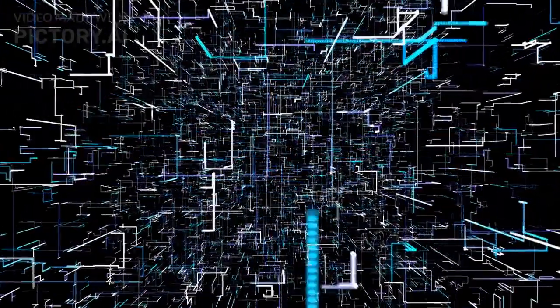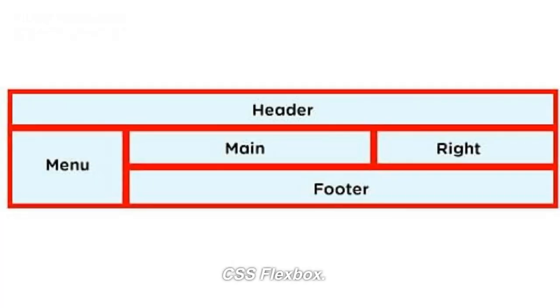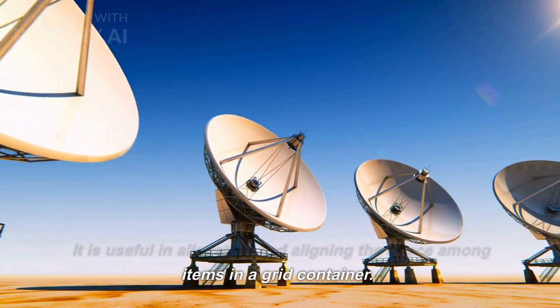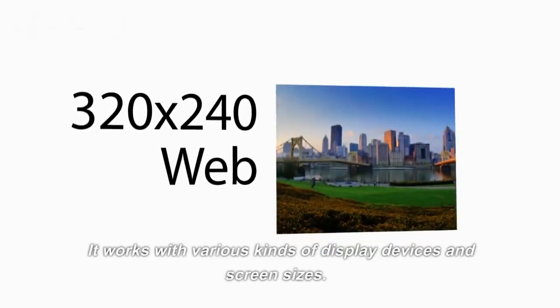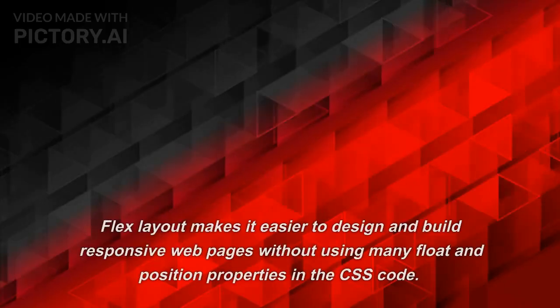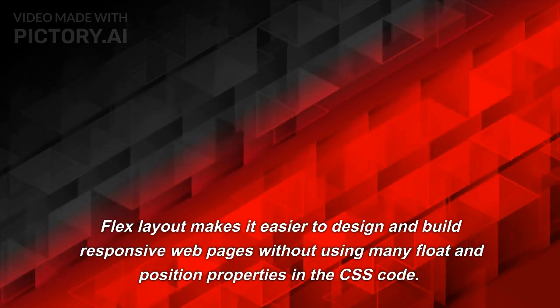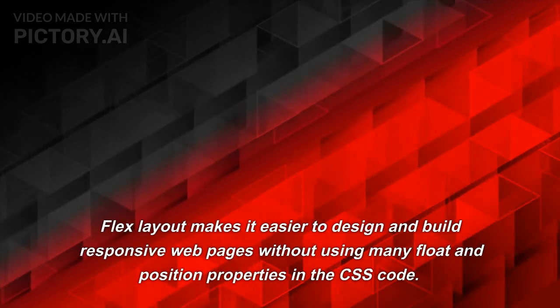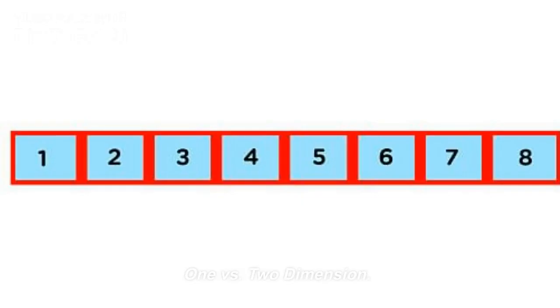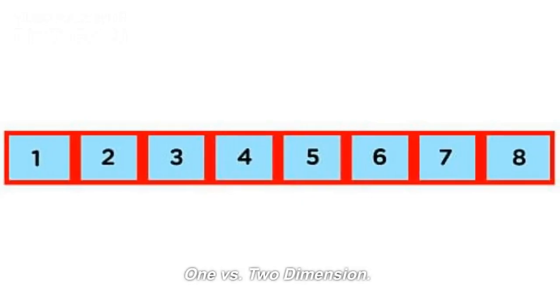CSS Grid layout. CSS Flexbox. It is useful in allocating and aligning the space among items in a grid container. It works with various kinds of display devices and screen sizes. Flex layout makes it easier to design and build responsive web pages without using many float and position properties in a CSS code.